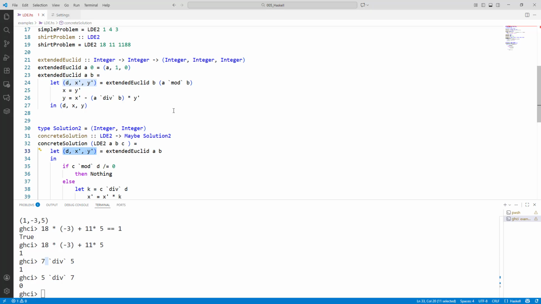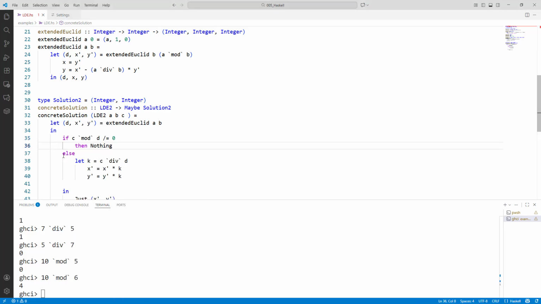And we have our guard in the if, so to say, checking that C mod D is not 0, because if the remainder is not 0, then C is not divisible by D. This is pretty much the rule. Let me show you what I mean here. If 10 with remainder 5 is 0, so 10 is divisible by 5, but if we have 6, then we have a problem. It's no whole division. And in the else case, everything is solvable. So in the else case, we are happy.